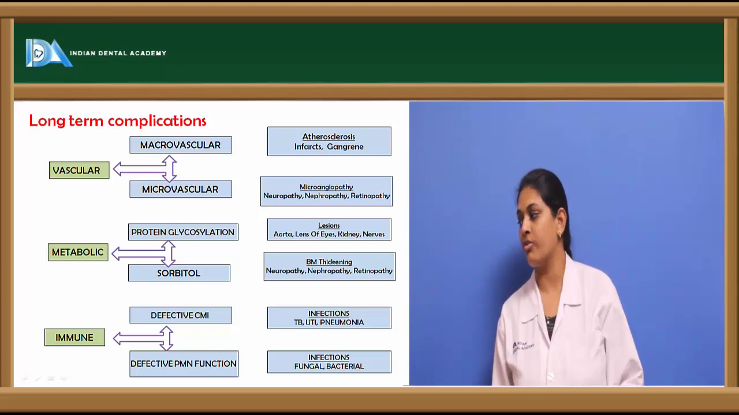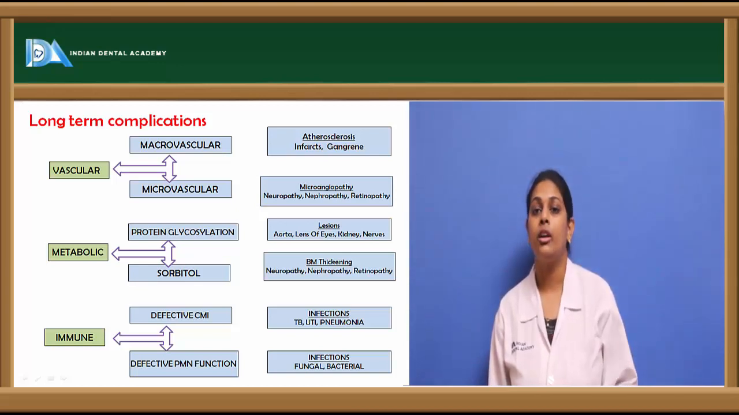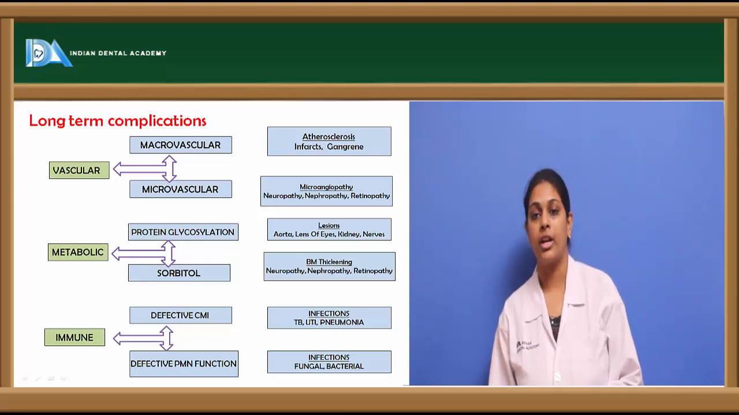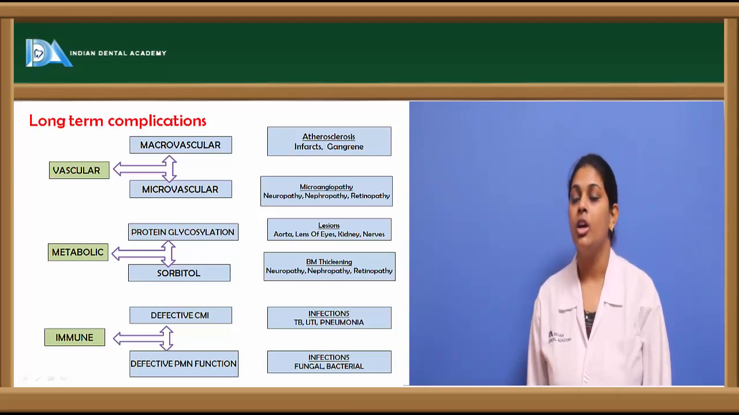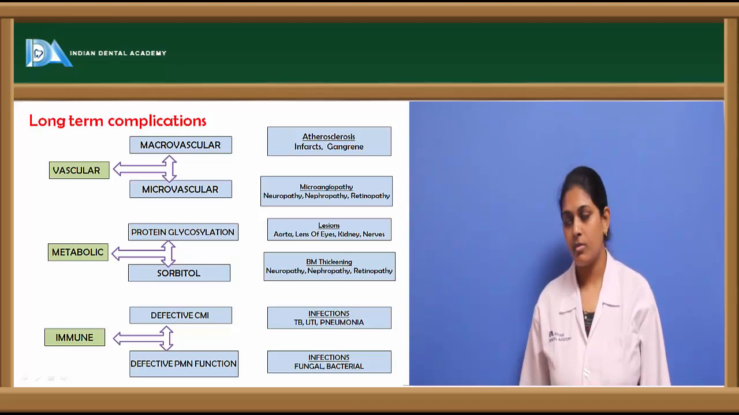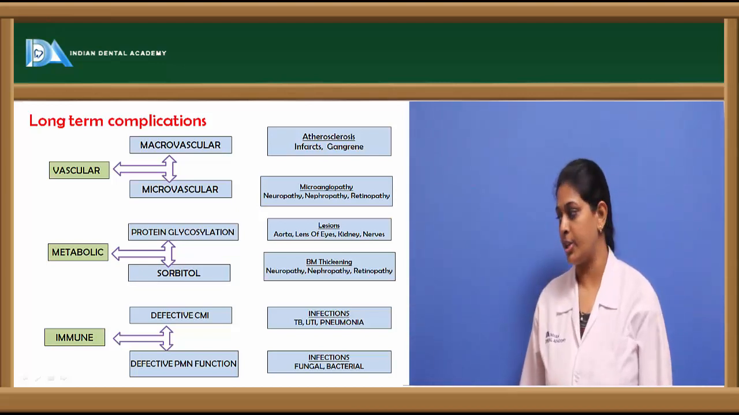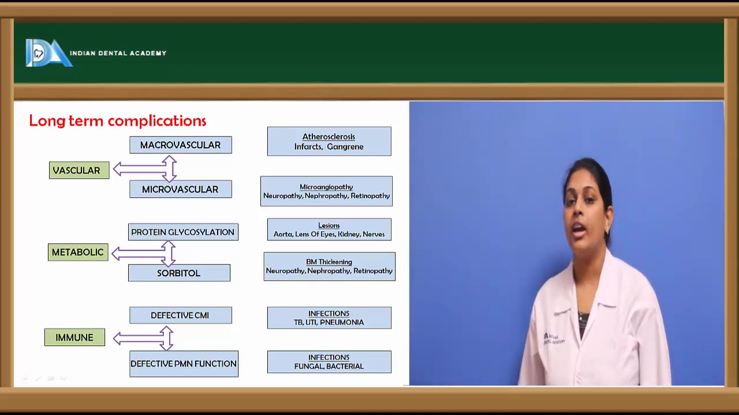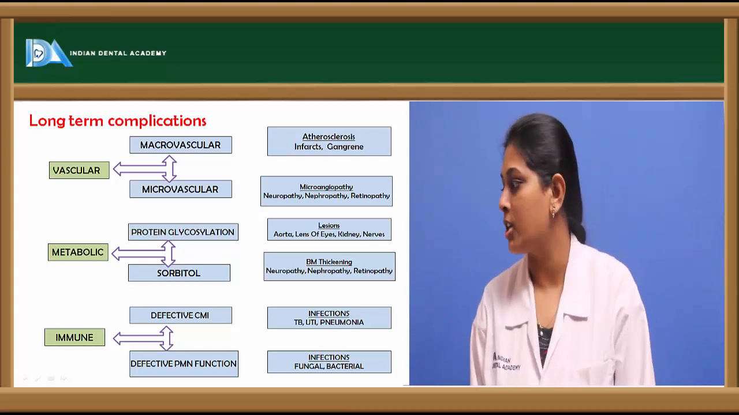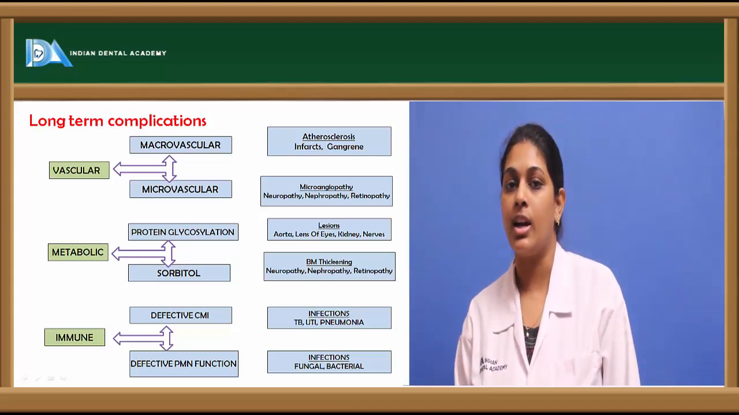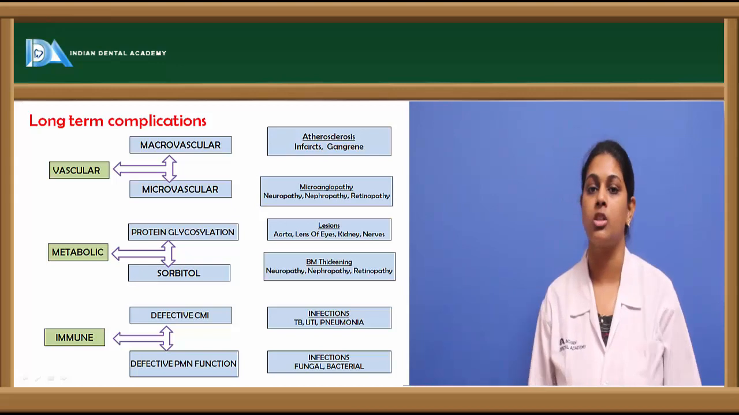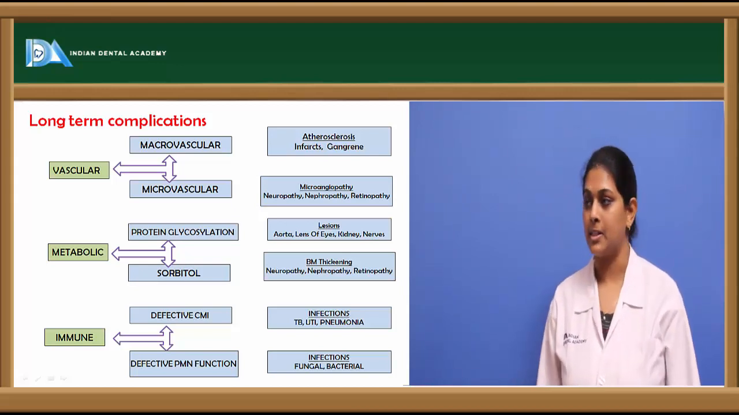Among these infections, we find tuberculosis, urinary tract infections and pneumonia, which are the major complications seen in untreated cases of long-term diabetes. Other than that, we also see defective polymorphonuclear functions because of the changes in the blood glucose level. They form one of the contributing factors for the development of fungal as well as bacterial infections. These are the long-term complications in diabetes mellitus.